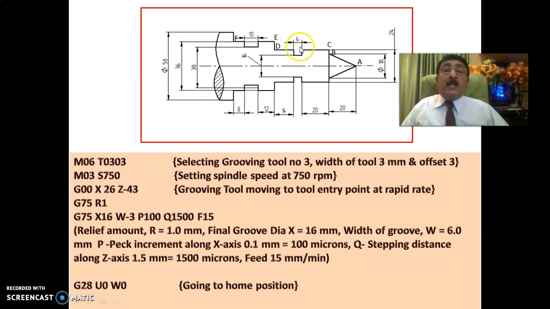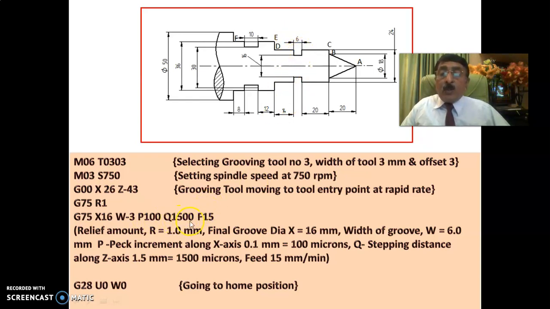It cuts 0.1 mm, it goes back. In that way, it continues till it becomes X16. Then Q1500: after cutting up to 16 mm, the tool moves axially by Q1500, meaning 1500 microns. P100 means 100 microns, that is 0.1 mm. Every time it cuts radially by 0.1, it goes back by 1 mm.